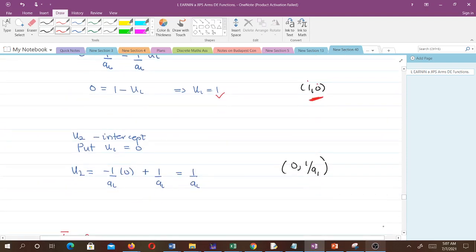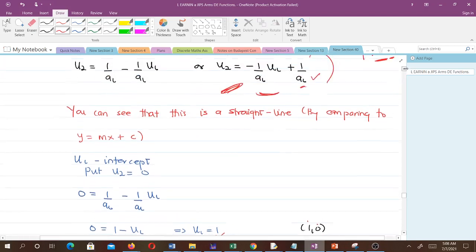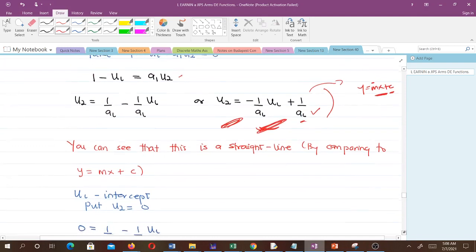So at the u2 intercept, u1 is 0, right? So when we put u1 equals 0 inside that equation, we get u2 equal to minus 1 over a1 times 0 plus 1 over a1, which is 1 over a1. So with the u2 intercept, we get the point 0, 1 over a1. So whenever you want to plot this line, we are going to use those 2 points.